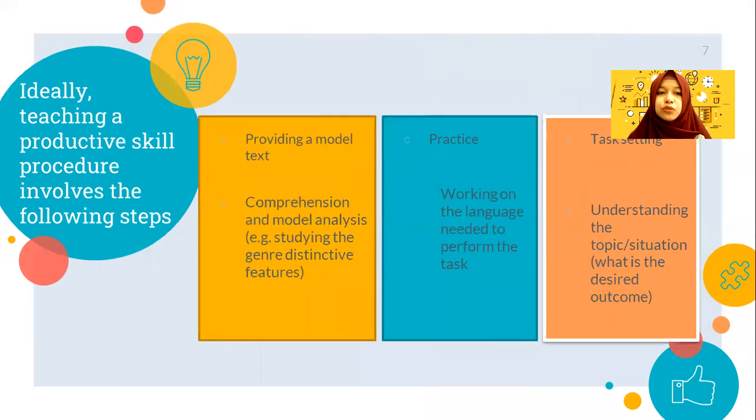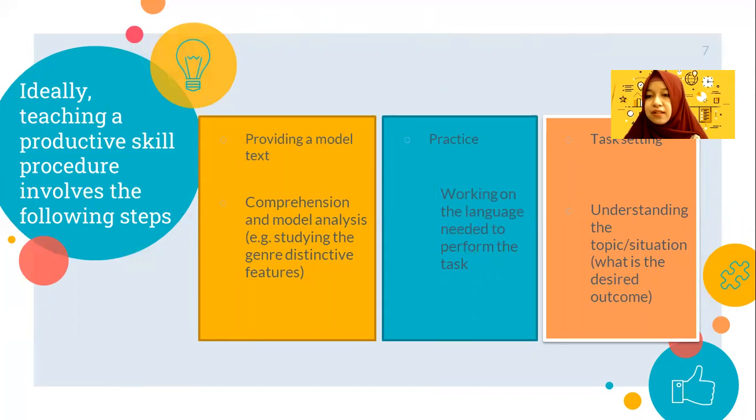And now we come to the procedure in productive skills. On productive skills, we have to follow some procedure. The first one is providing a model text. In providing a model text, there are comprehension and model analysis, for example studying the general distinctive features, and after this we are going to explain about the kinds of genre. And also the next step is practice, working on the language needed to perform the task.